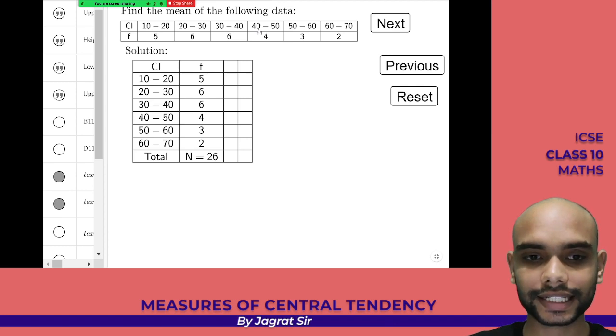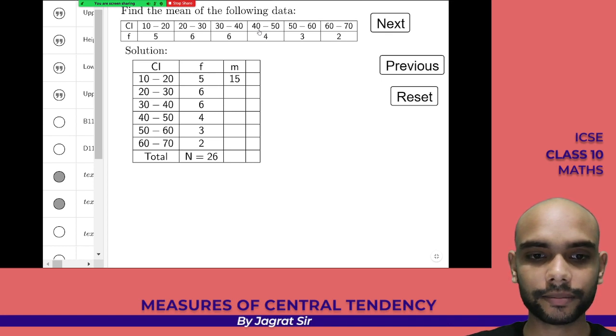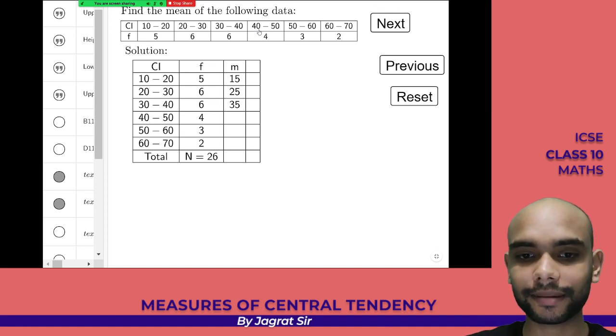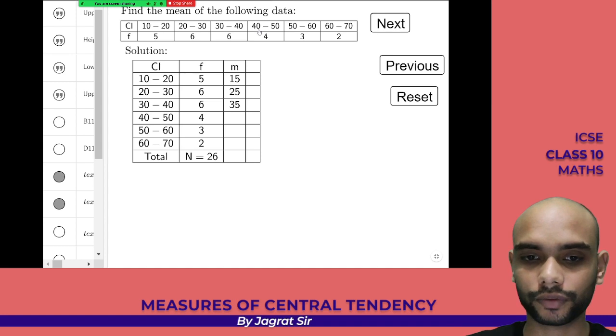After this we will find x. How will we find x? 10 plus 20 divided by 2. So 10 plus 20, that is 30. 30 divided by 2, 15. So you will get 15. 20 plus 30 divided by 2, you will get 25. And 30 plus 40, you will get 35. And similarly, see, there is a gap of 10. So you can just move on now, 35, 45, 55, 65. Okay, no need to calculate the rest.